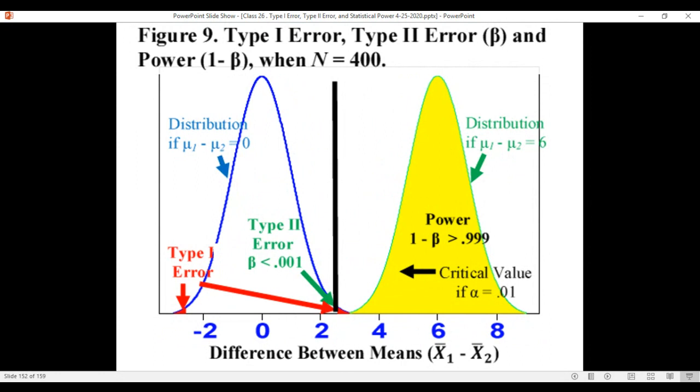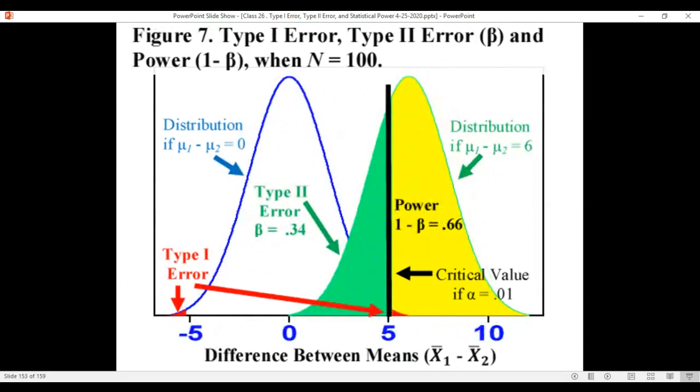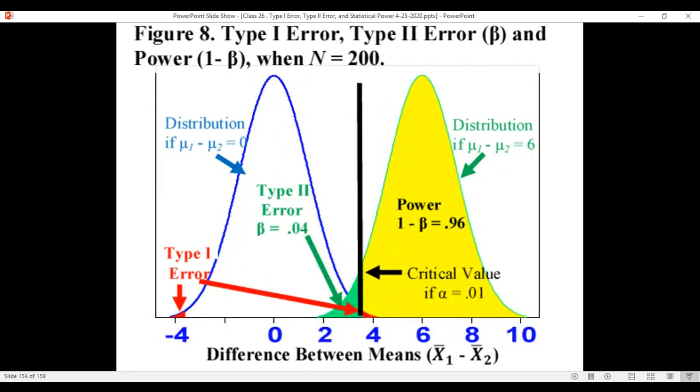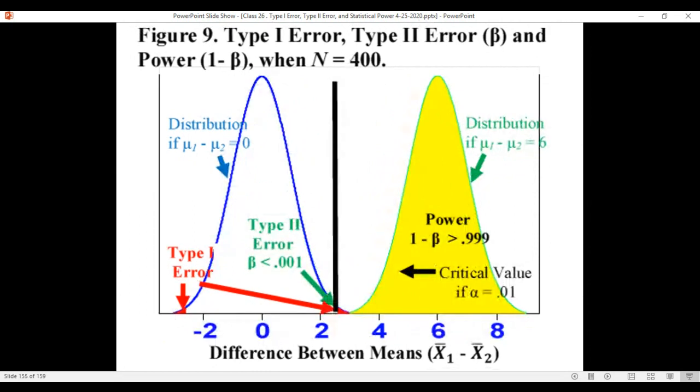And finally, I want you to look at what happens to the yellow area, which represents statistical power. Here's a sample size of 100. Watch that yellow area. Here's a sample size of 200. Here's a sample size of 400. What happens to statistical power as sample size increases? That's right. As we increase sample size, power increases. Increasing your sample size increases the probability that the t-test will be significant, assuming that the population means really are different.